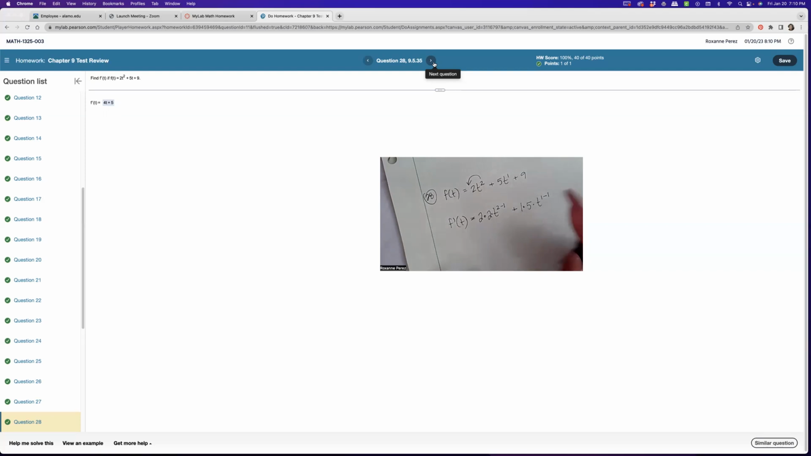Okay, so now let's simplify. f prime of t equals 4t plus 5. Because again, t to the 1 minus 1 is going to reduce to t to the 0 power, and anything raised to the 0 power is just equal to a 1.